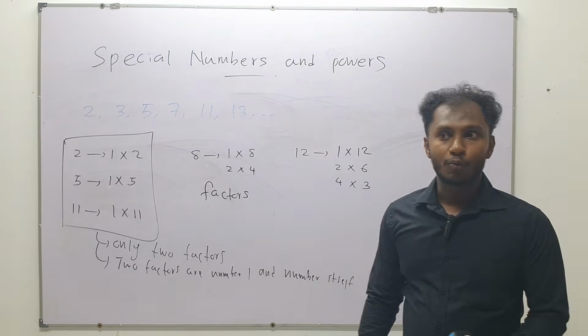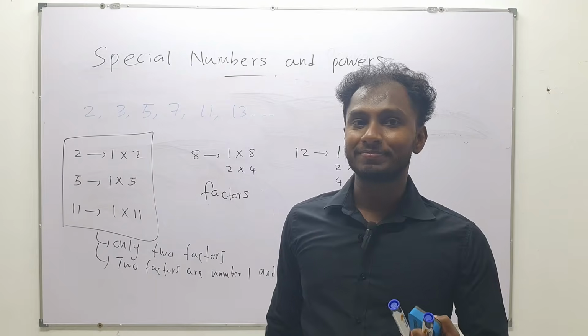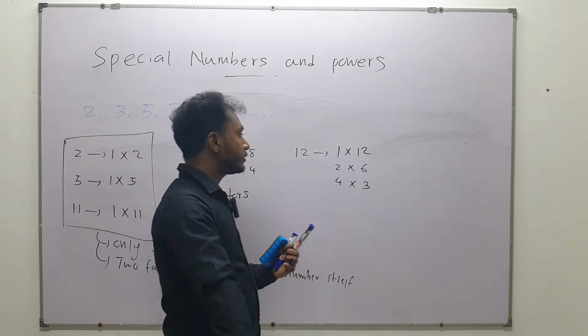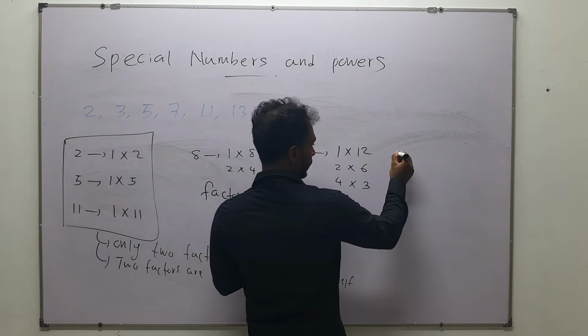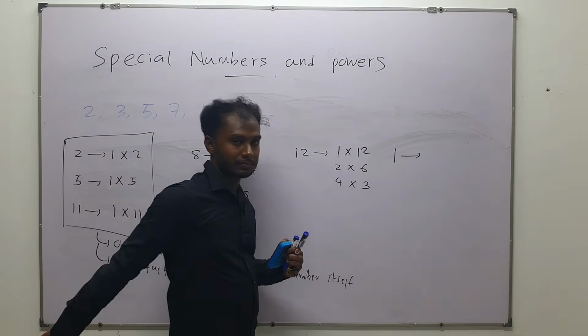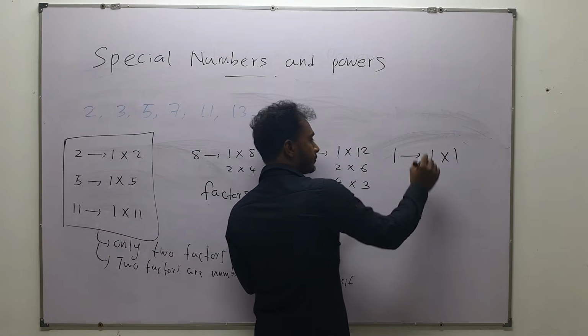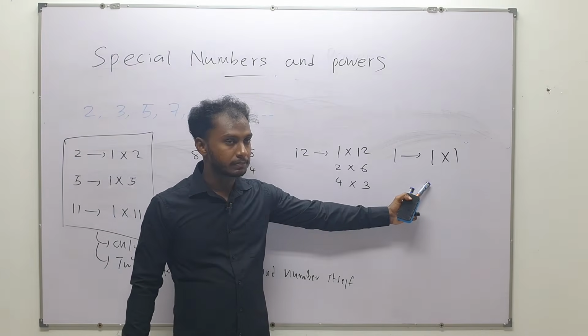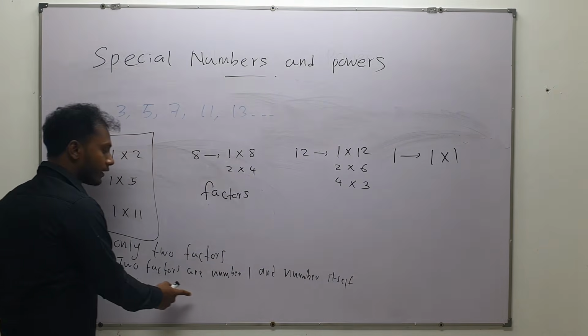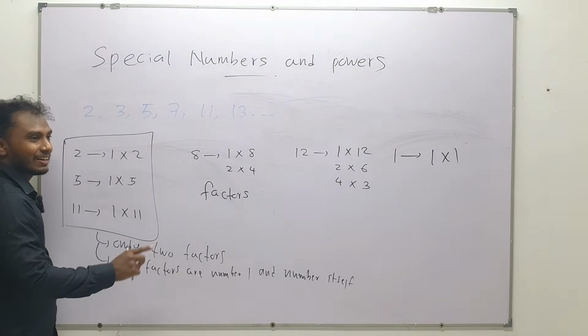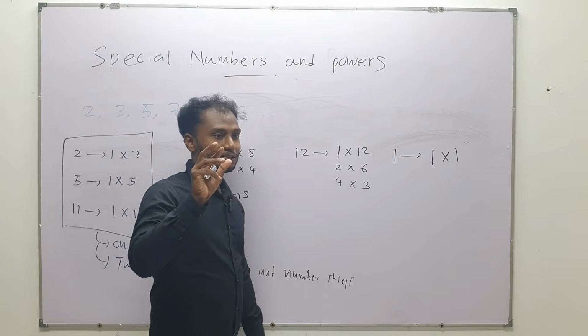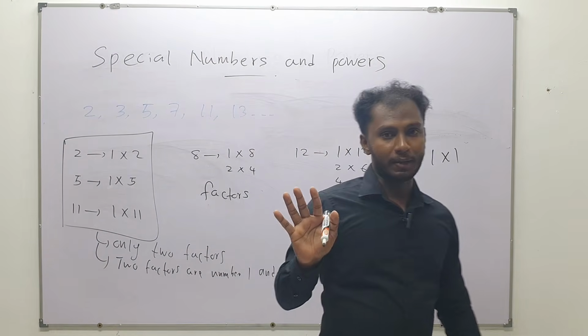Let me ask a question. Why is number 1 not prime? Let me take the number 1. How can you make number 1? Number 1 can be made by multiplying 1 by 1. Okay, number 1 is a factor, but are there two factors? No. Number 1 has only one factor, right? So that's why the number 1 is not a prime.